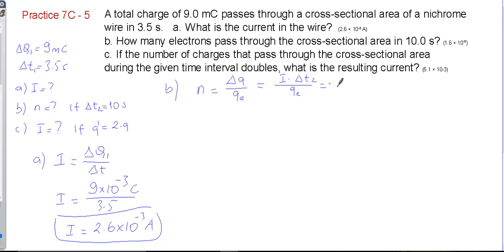Then it is equal to, what is I? I will calculate 2.6 times 10 to the power of minus 3 multiply duration. Duration is 10 seconds divided by QE, 1.6 times 10 to the minus 19 coulomb. Then N is equal to, if you use a calculator, you will get 1.6 times 10 to the 17 electrons.